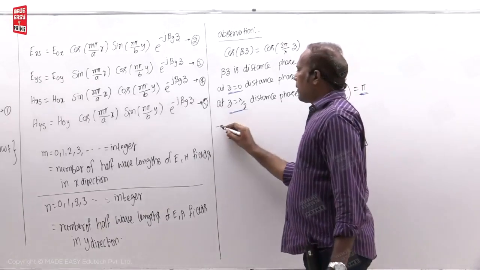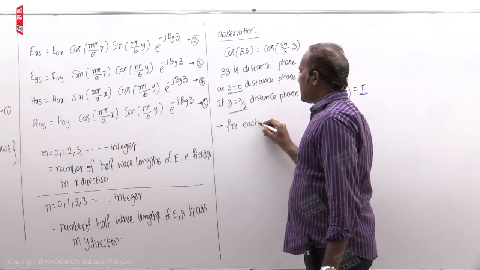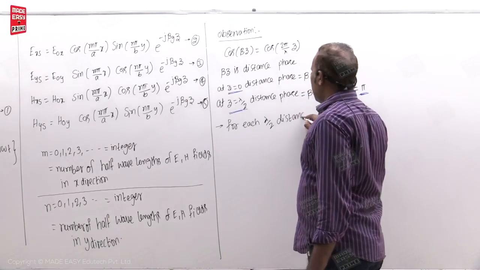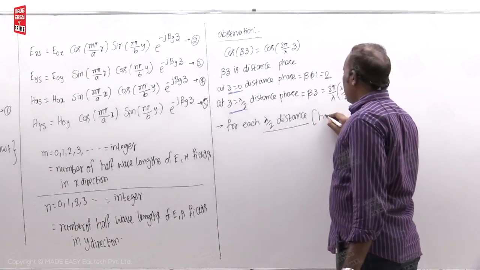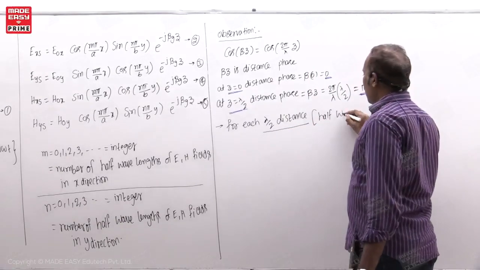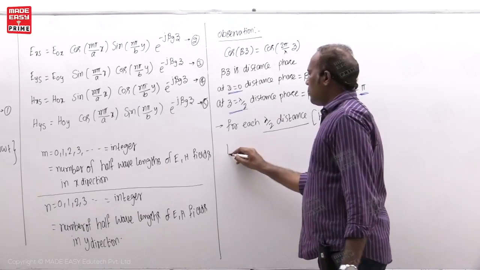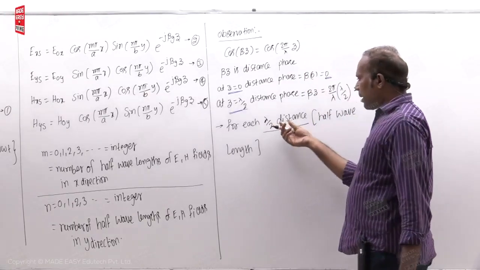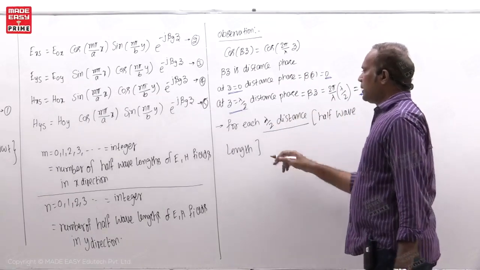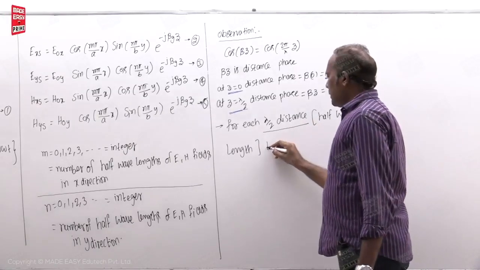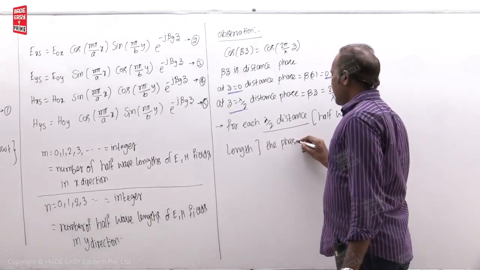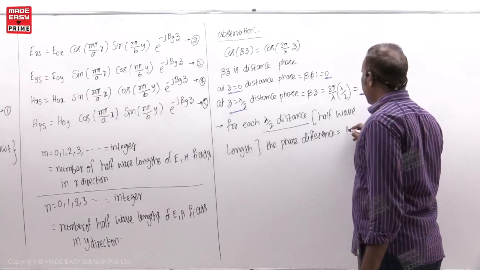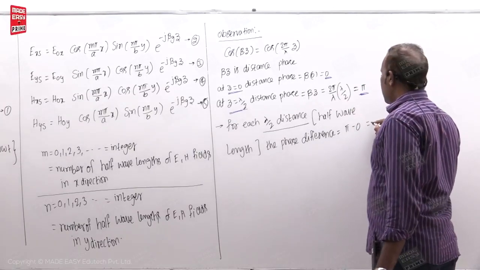That means for each lambda by 2 distance, that is, for half wavelength, the phase difference is equal to pi minus 0, which is equal to pi.